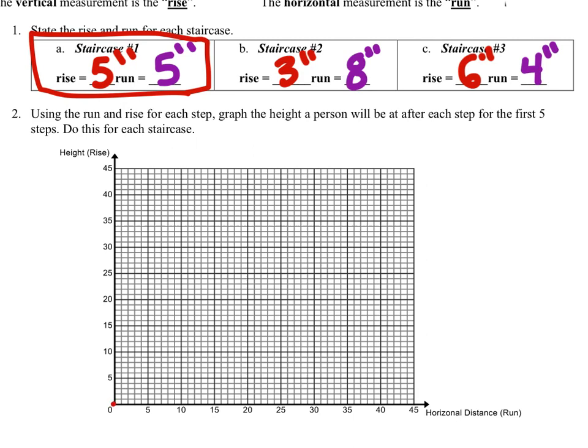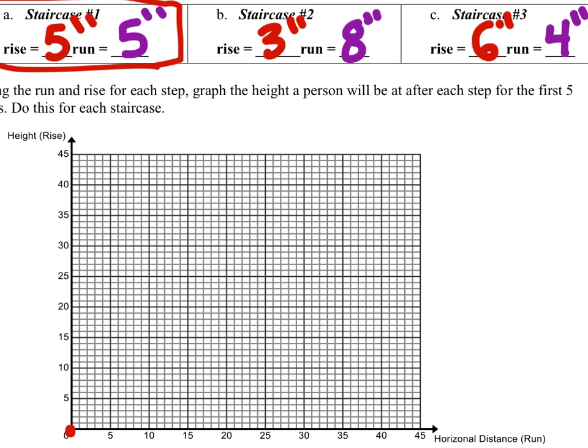So I'm going to start at 0. I'm going to go up 5, because that's my rise, and then my run is 5 as well. There's my first step. So that would take me to this next point right here. Well, that's just 1 step. I need 5 steps. There's 2 steps. Up 5, to the right 5. And I'm starting a staircase, building it for this family who will use it.